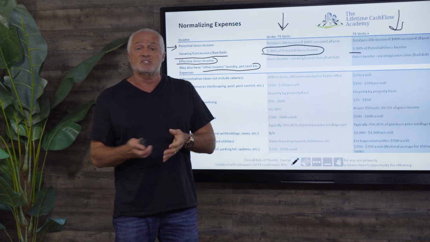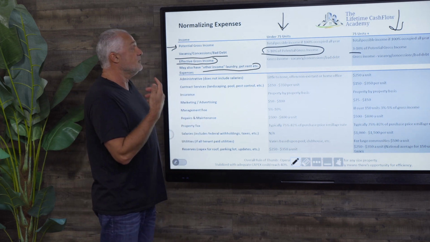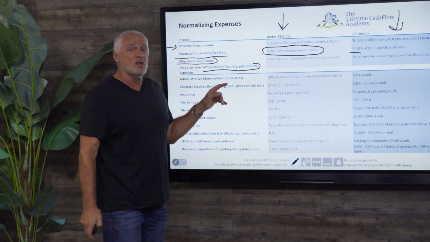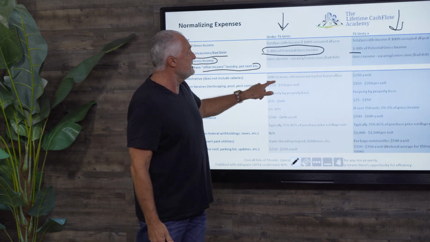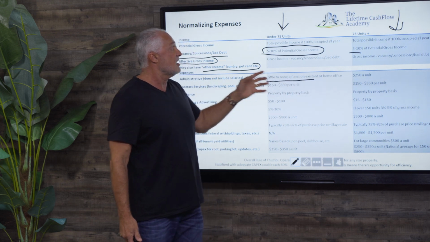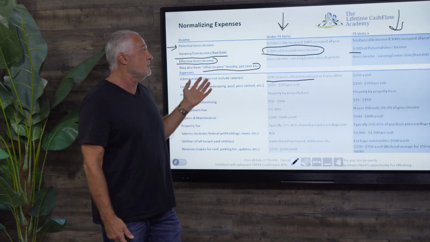So now let's get into the expenses. So the first thing is administrative. Now on a smaller property, you're not going to likely have an office, okay? So there's not going to be as many, little to none. Now if there is an office of some sort, then that's what would be applicable there.